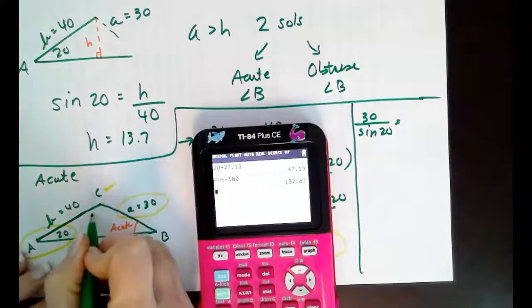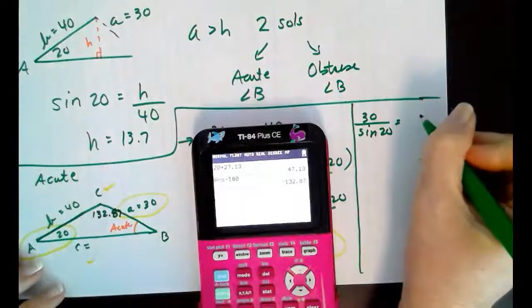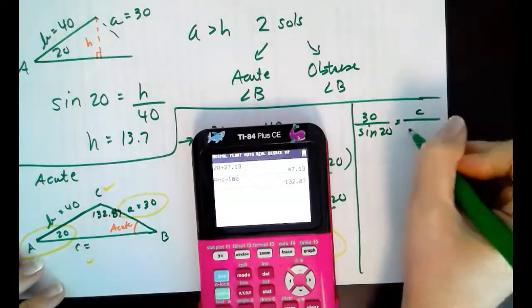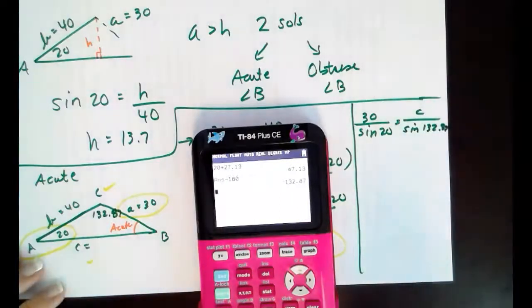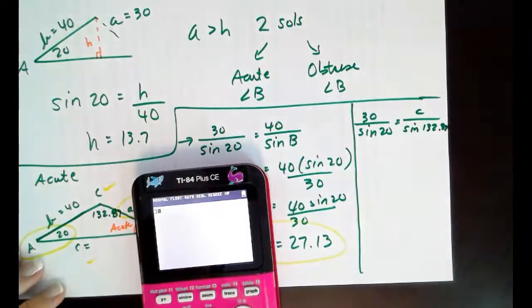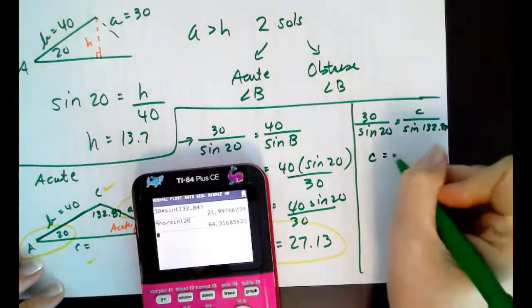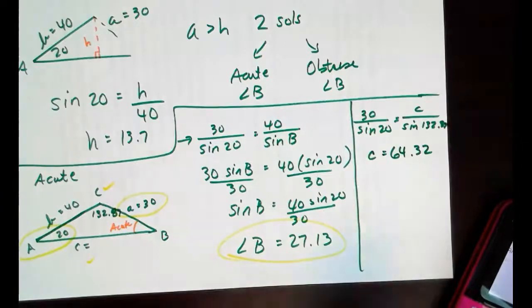So our missing angle C is 132.87. So we're going to have c over sine of 132.87. Squish it on the paper right there. Cross multiply, solve for c. 30 times the sine of 132.87, and we will divide that by the sine of 20. So little c is 64.32.